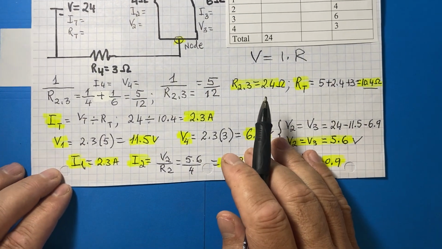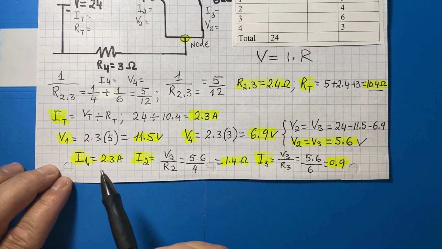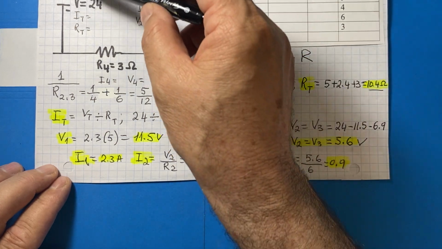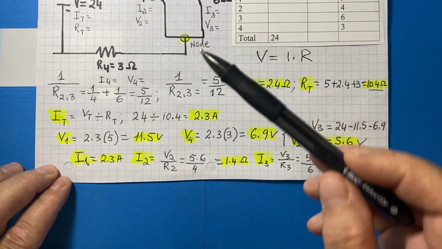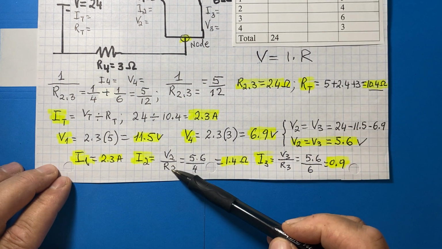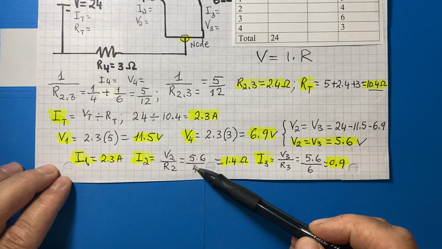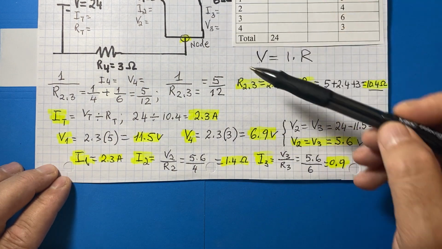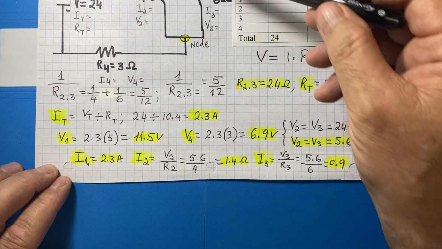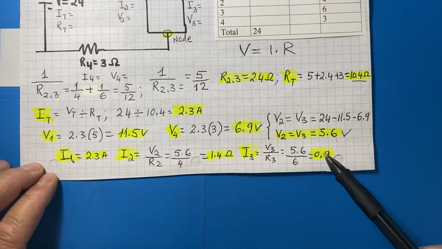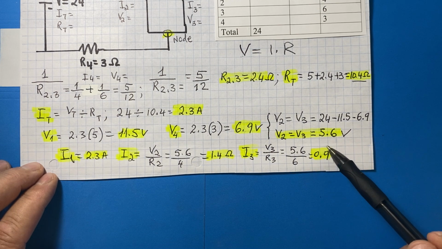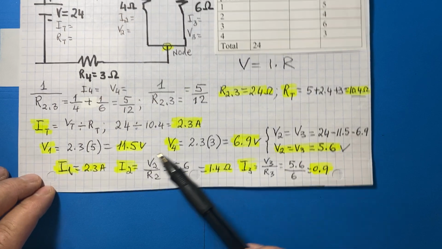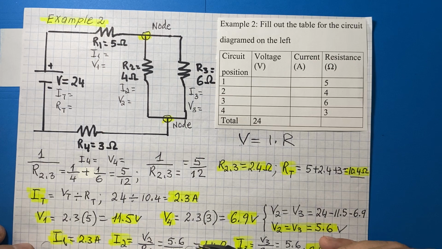Now, what is the current I1? I1 is 2.3 amperes because it's the same as the source. I2 is V2 divided by R2, 5.6 divided by 4, which is the resistance for this branch, 1.4. I3 is 5.6 divided by 6, 0.9. If you add together these two branches, you'll get the total current, 2.3 amperes. Now you can fill in the table.